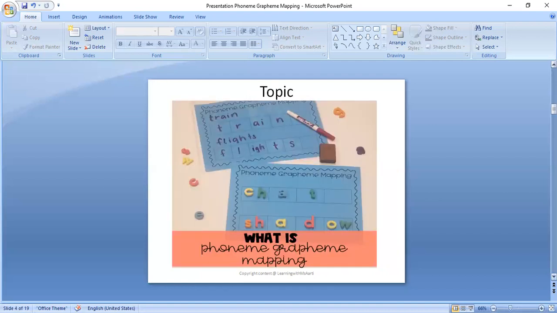Now let's begin with this topic, phoneme grapheme mapping. As you can see in this picture, there are cards displayed, and we can see letters in the boxes. Now this is the whole journey which will be covered by me in this whole session, that what is this all about.